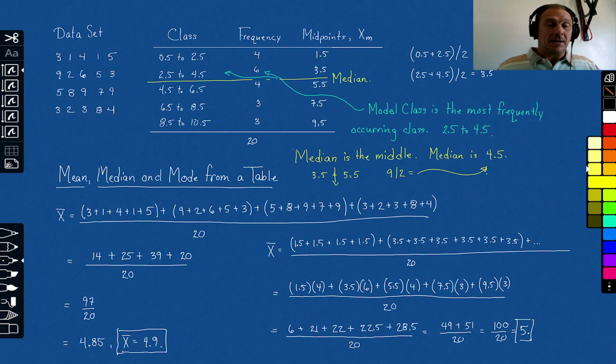That's how you find the mean, the median, and the mode from a table of data.